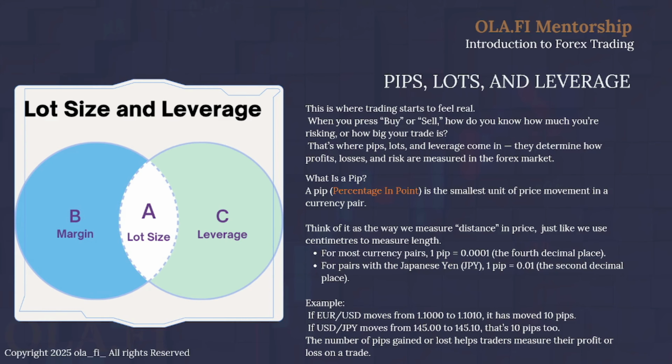For currency pairs, one pip is equal to the fourth decimal place. That is 0.0001. That's what it is. It's the fourth decimal place.